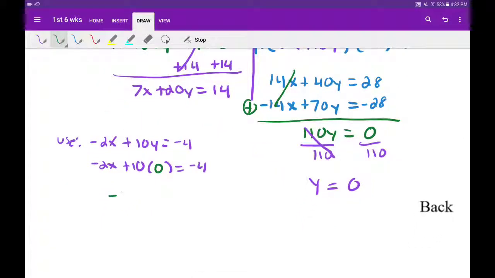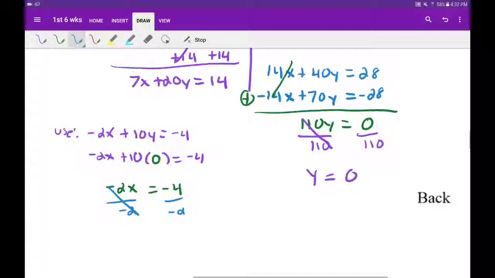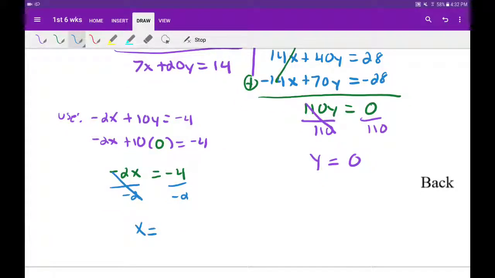Okay, so we get negative 2x. 10 times 0 is just 0. And then we get negative 4. All right, so divide out the negative 2. And then we get x equal to positive 2. And that means our solution here is (2, 0).